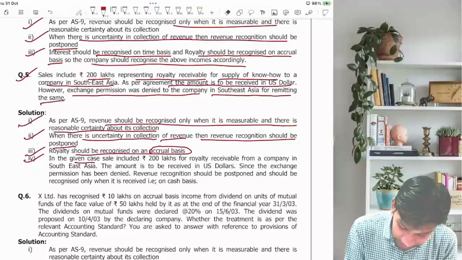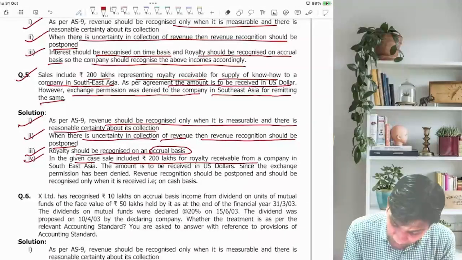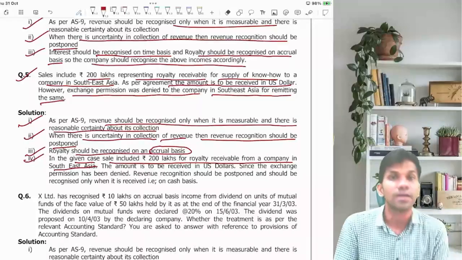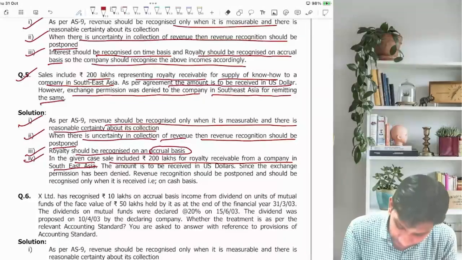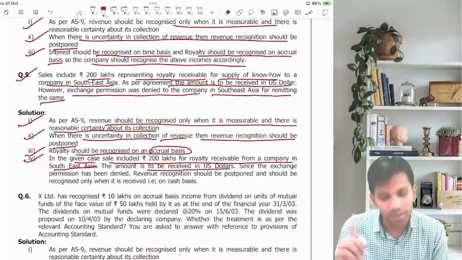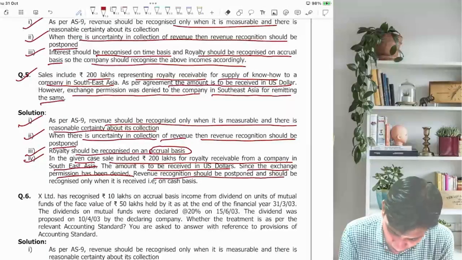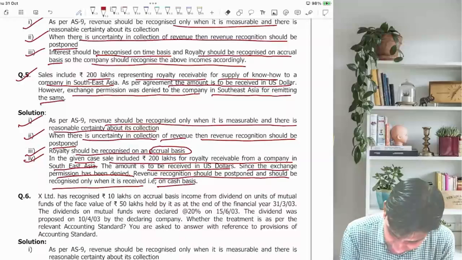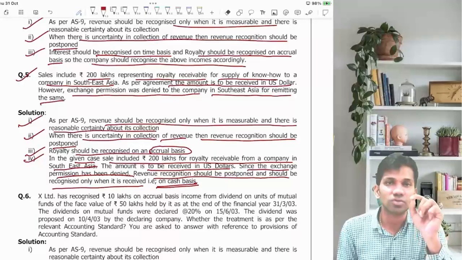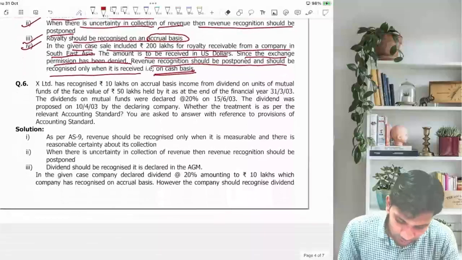In the given case, sales included 200 lakhs for royalty receivable from a company in Southeast Asia. The amount is to be received in US dollars. Since the exchange permission has been denied, revenue recognition should be postponed and should be recognized only when it is received, that is on cash basis. Let's go ahead for question number 6.